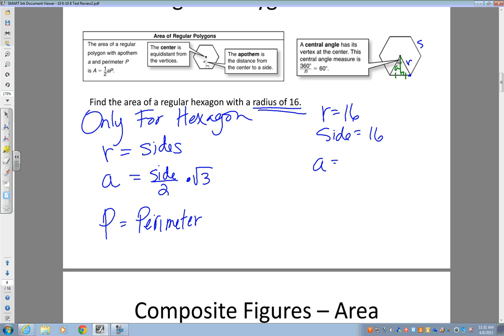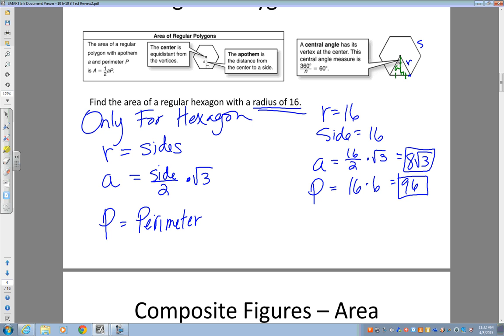So how would I find the apothem? Yeah, 16 divided by 2, then I multiply by radical 3. Well, 16 divided by 2 is 8, right? So this is just 8 radical 3. That's the apothem. Now I need my perimeter. What would I do to find the perimeter? Yeah, 16 times 6, because there are 6 sides. So that would give me 96, right?